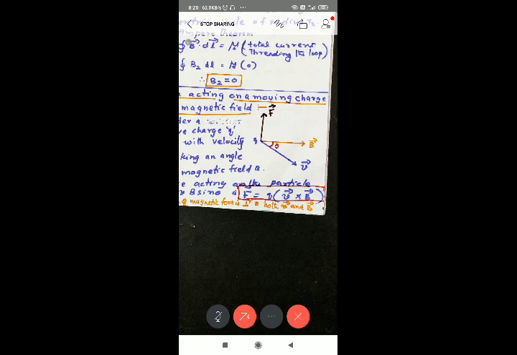Okay, when I tell it, you have to take your left hand. All of you take your left hand and keep the 3 fingers in mutually perpendicular directions. Which ones? Thumb, forefinger, central finger in mutually perpendicular directions. All of you hold like that.